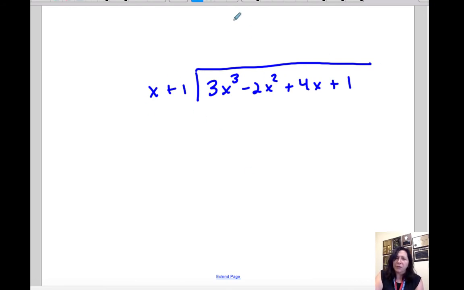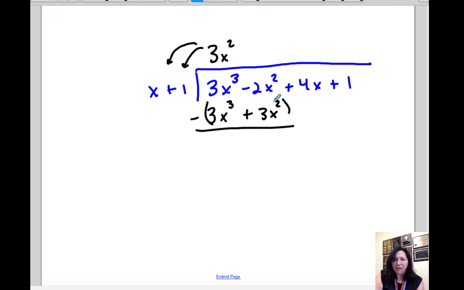x times what is 3x cubed? So that would be 3x squared. As soon as you get your number up on top, that number gets multiplied by everything in the divisor. So that'll be 3x squared times x, which is 3x to the third power. 3x squared times 1 is going to be 3x squared. We're going to subtract the quantity. This first term cancels. Negative 2 minus 3 would be negative 5x squared. Bring down the next term, so 4x.